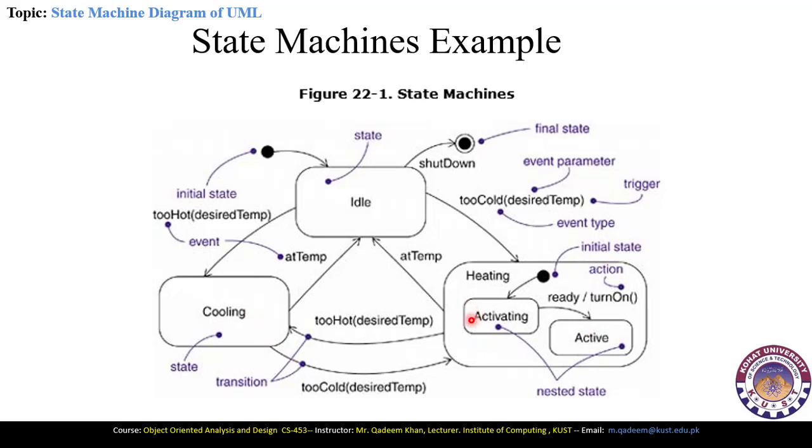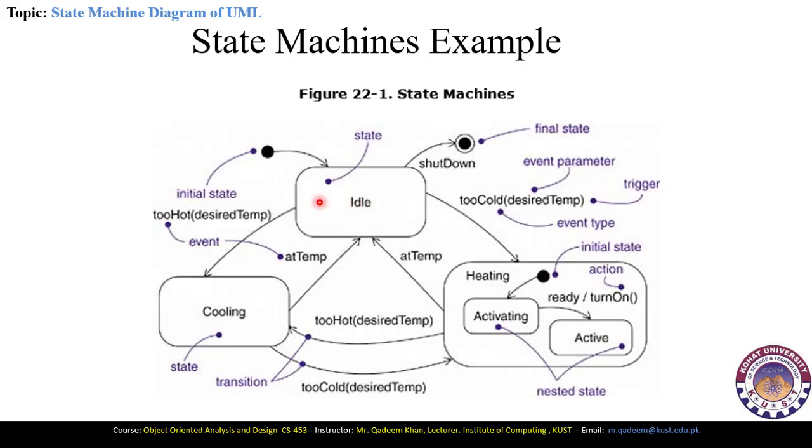From the heating state, the cooling state can also be called here. For example, if there is a too hot temperature, exactly this function is called here, too hot and desired temperature, meaning the same function is called here, and this function in fact provides the transition from the heating to the cooling state. So again the cooling state will be activated, and from the heating, if the temperature parameter is provided, then the idle state may also be called here. So that is in fact the initial state, the idle state.